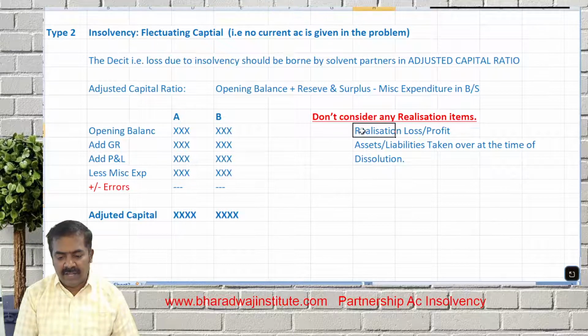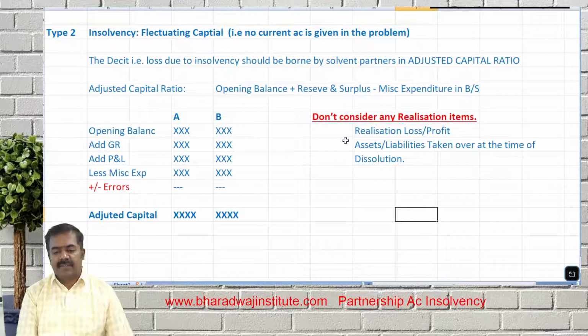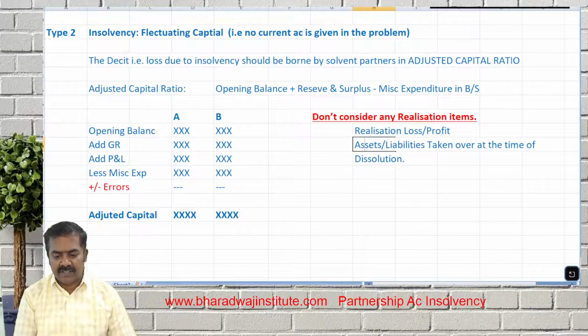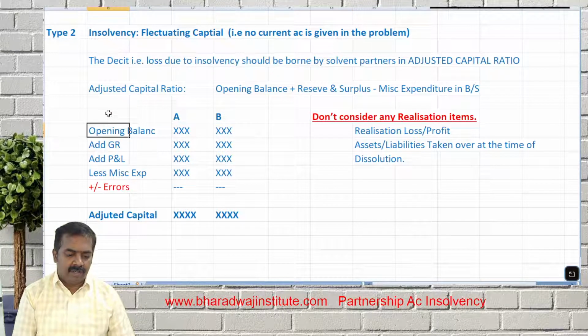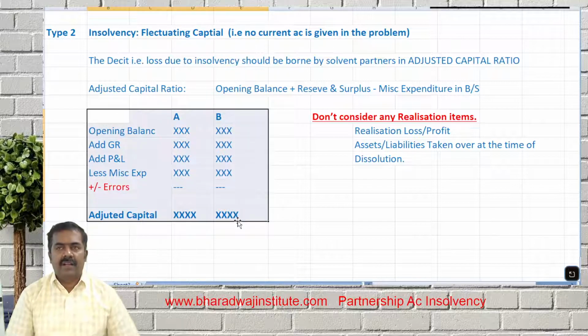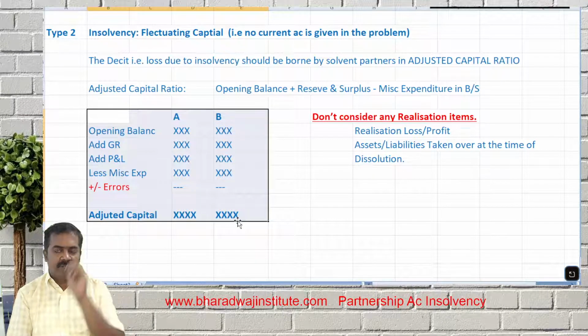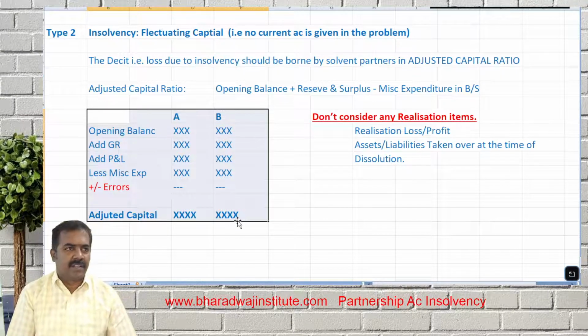So for calculating fluctuating capital, do not consider these realization items, which may be realization profit or loss, assets and liabilities taken over at the time of dissolution. Balance sheet related adjustments you can consider, that is, whatever balance sheet related adjustments exist before the dissolution, you can consider.